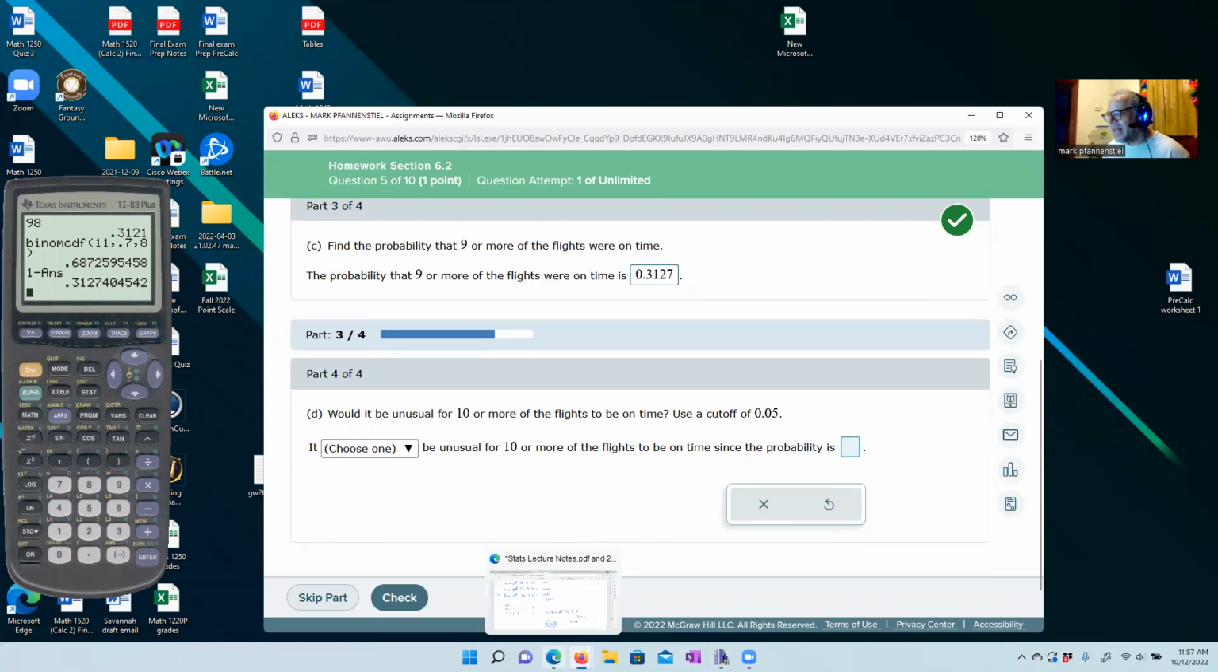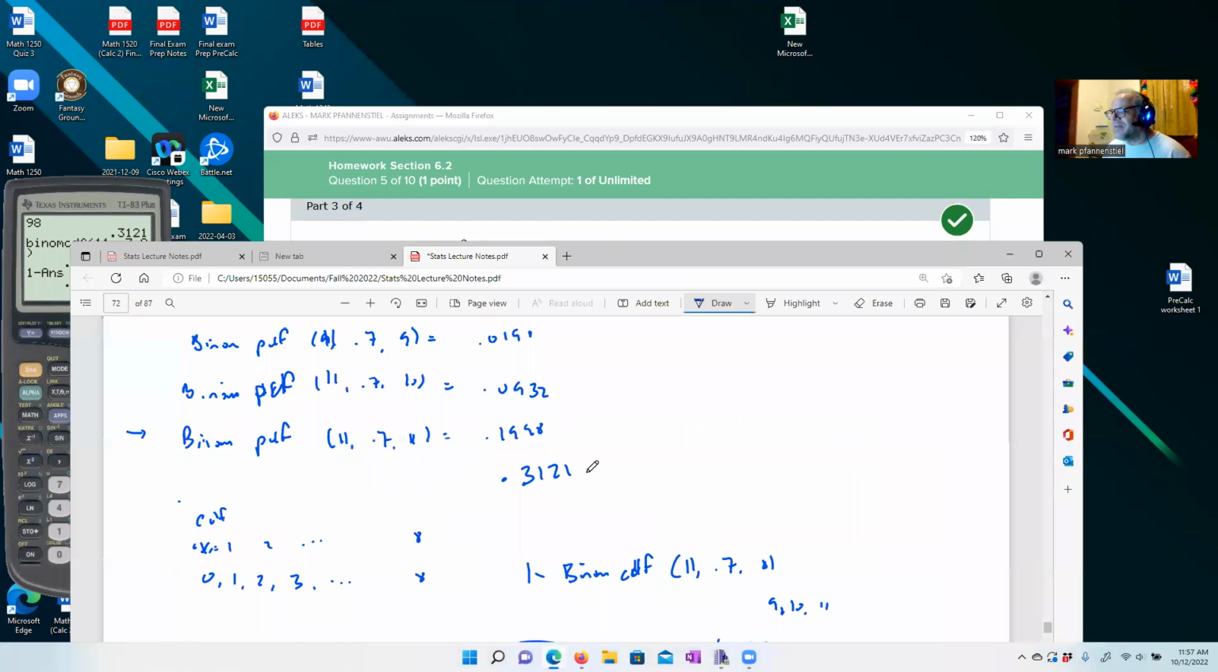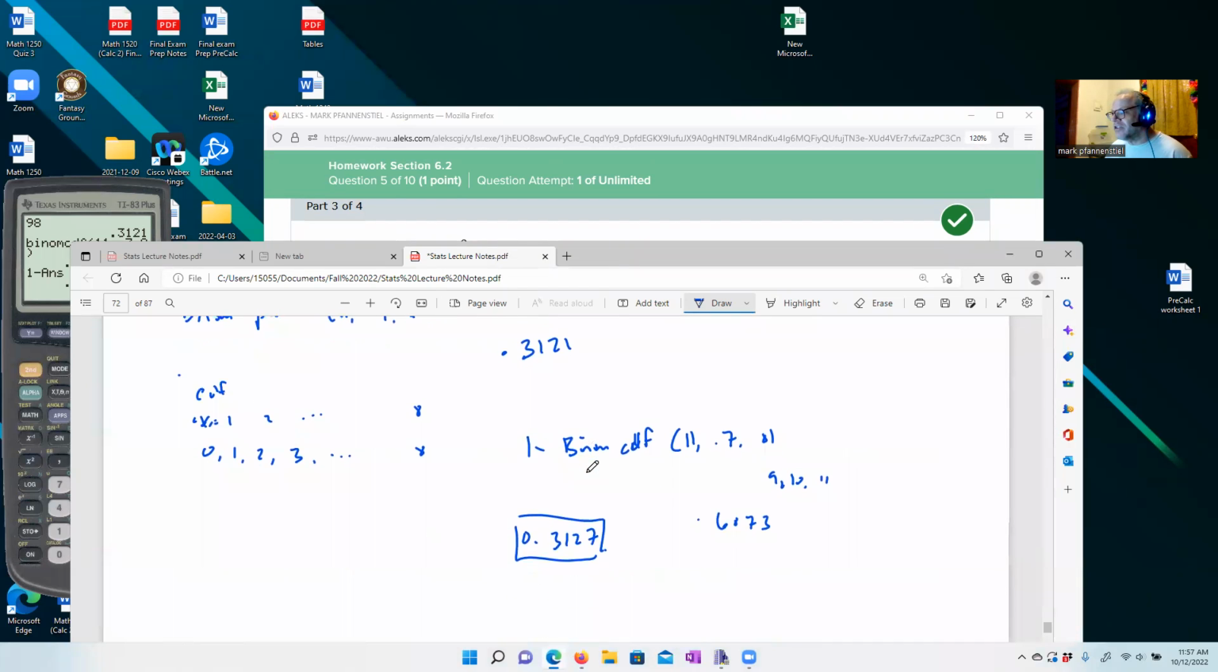Again, I think we already have those. Okay, and since they want 10 or more, anytime it's unusual, it is 0.05. That is the cutoff for 0.05, or for unusual. Okay, so let's go check that.